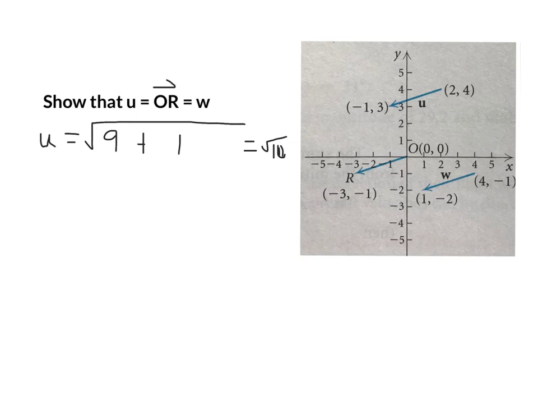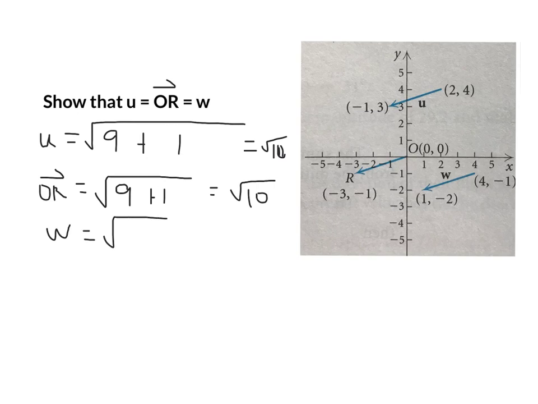So I'm going to try vector OR next. Now we get square root of, do the same thing. Do my x's: 0 minus negative 3 squared is 9. 0 minus negative 1 is 1 squared, which is 1. Add them up, I get square root of 10 again. Not a surprise. And then vector W, same deal. Distance formula. Subtract your x's: 4 minus 1 is 3, squared is 9. Negative 1 minus negative 2 is 1, squared is 1. So I get square root of 10.